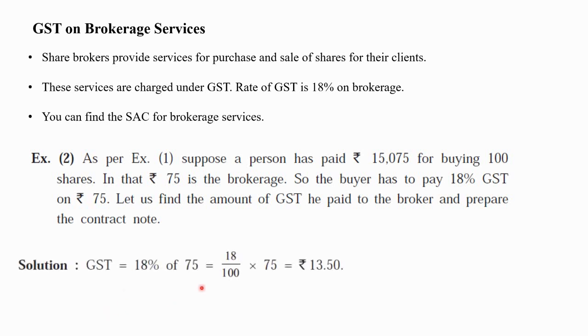So GST is 18% of 75. So 18 upon 100 into 75, and that is 13.50 rupees. So 13.50 is the GST that has to be paid, on the brokerage.